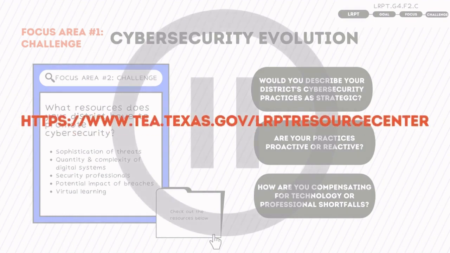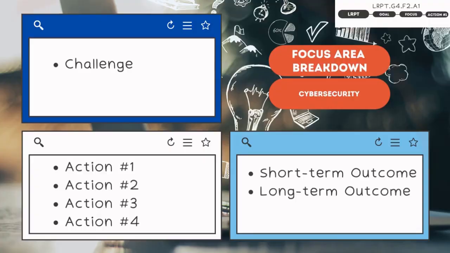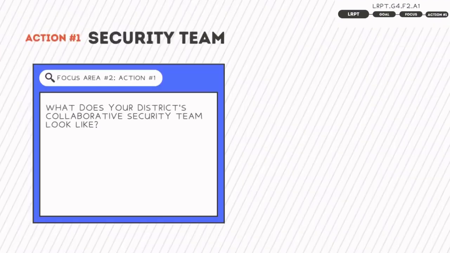Pause the video here and use your workbook to reflect on how you use your resources for strategic practices and to compensate for inherent shortfalls. We know the challenge. Now let's think about our first action. Action number 1 is to develop a collaborative security team.